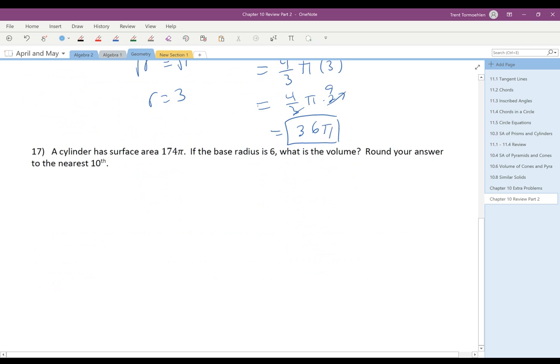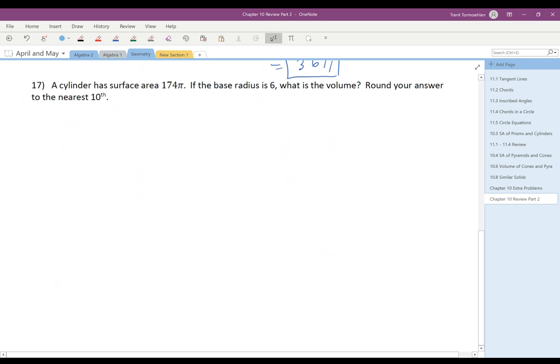All right, the last one is a cylinder. The cylinder has a surface area of 174 pi. And so your surface area of a cylinder is 2 pi r squared, the two bases that are circles. That's where the pi r squared is a circle. You get two of them. Plus 2 pi r h, that's the lateral area. And that's going to have to equal 174 pi. Well, we got two variables here, so that's not good. But that's okay because we know what the radius is. It's 6. And so we can substitute that in for r.